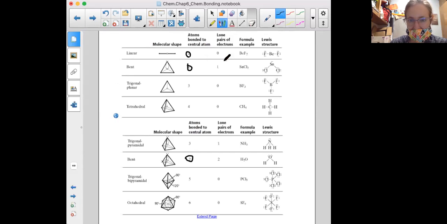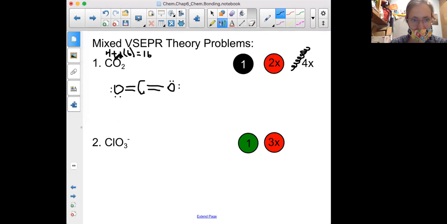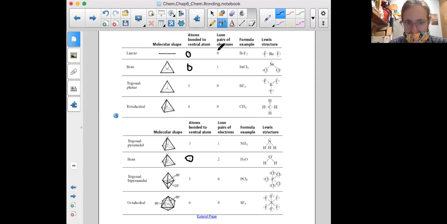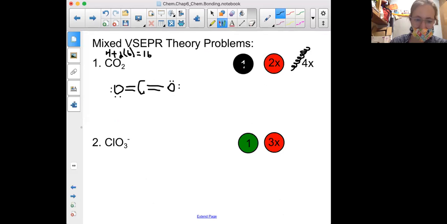Now you can take a look at the next column. How many lone pairs of electrons are on the central atom? So you'd look, oh, 0. So I'm looking for a 0. There it is, 2, 0. So this shape is going to be linear. And then to prove it, you would actually construct it, okay?